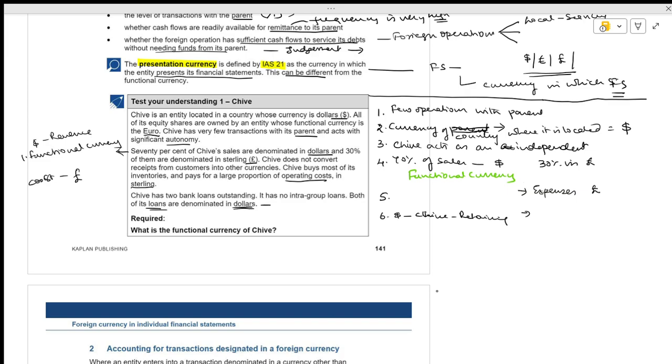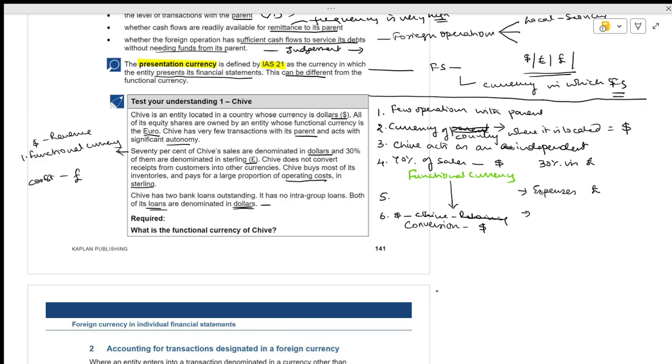CAI does not convert receipts from customers into other currency. It means the conversion is not that active. They are talking in terms of converting in dollars only. Again, when you are doing this, it is one of the reasons of functional currency.